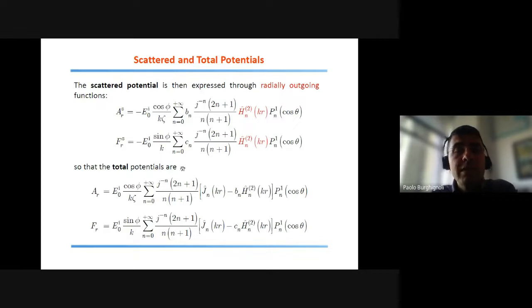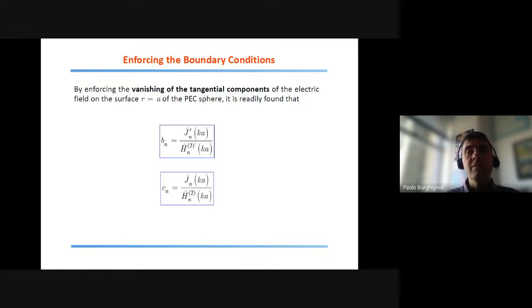So if you sum the incident and scattered potentials, you will find the total potentials, in which you can see inside the brackets the occurrence of the incident field through the J functions and that of the scattered field through the H functions. In addition, we have this pair of infinite unknown coefficients, B sub n and C sub n, which can be found by enforcing the boundary conditions, that is, the vanishing of the total tangential component of the electric field on the surface r equal a, the radius of the sphere.